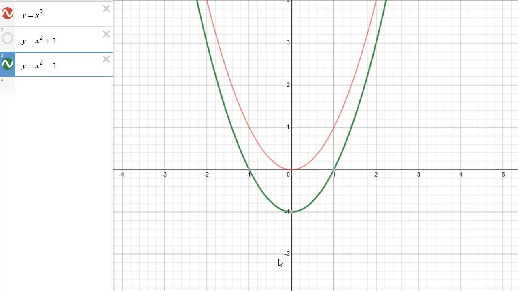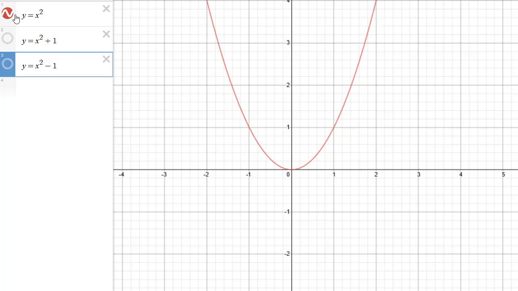So shifting a graph vertically, if I want to shift it up, I add to the function. If I want to shift it down, I subtract from the function. And that's all there is to it. And this works for any function, no matter how complicated the function looks.